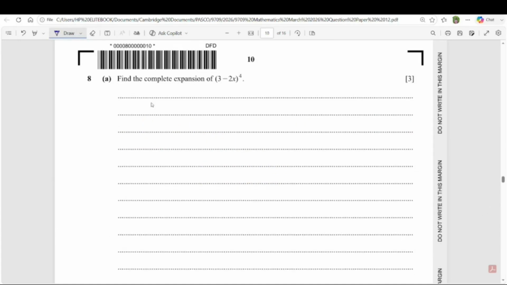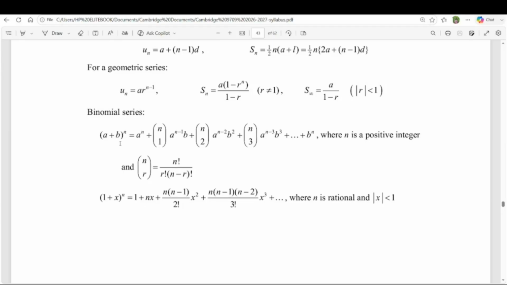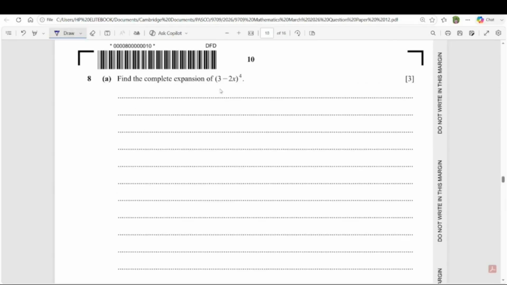So question number 8a: find the complete expansion of (3 minus 2x) exponent 4. I think this is a binomial expansion and it has a formula in the formula page or formula book, which you can clearly see over here. It's of this form, (a plus b) exponent n. The first one is your a, the second one is your b. As a matter of fact, you can decide to interchange them and you still get the answer right.